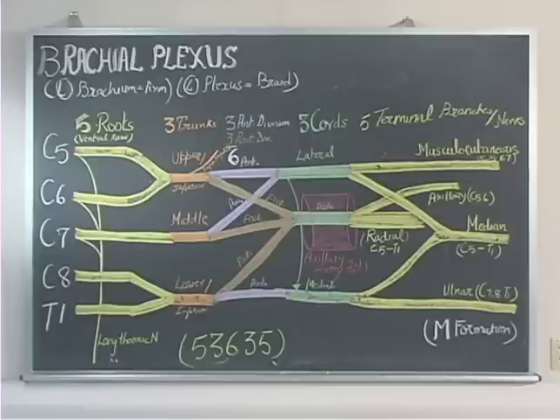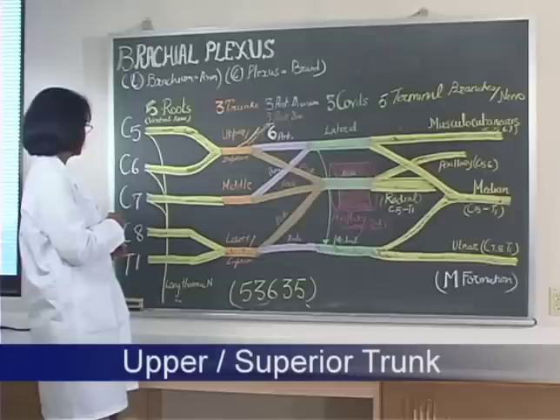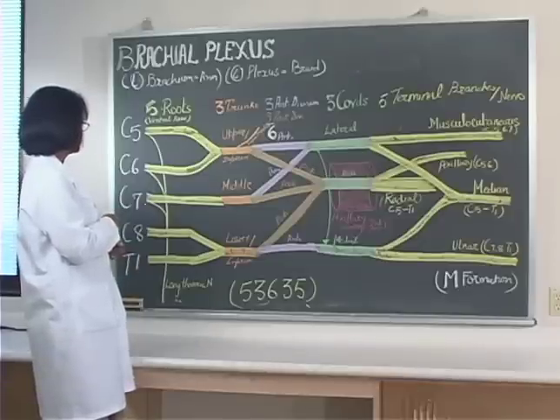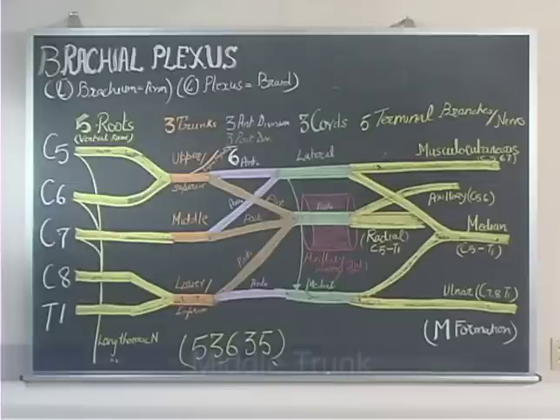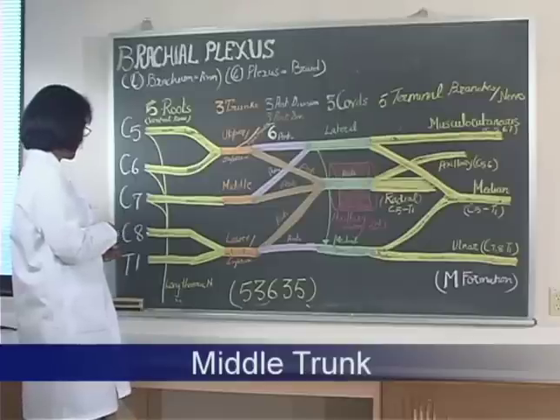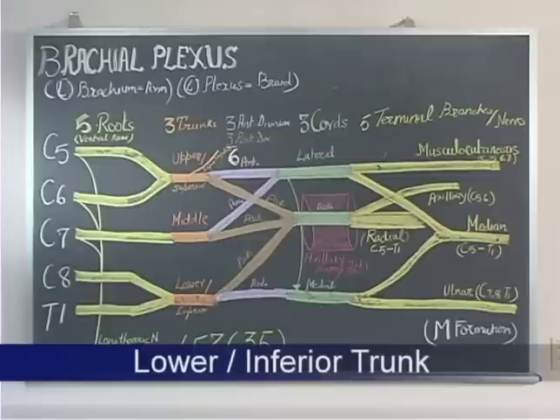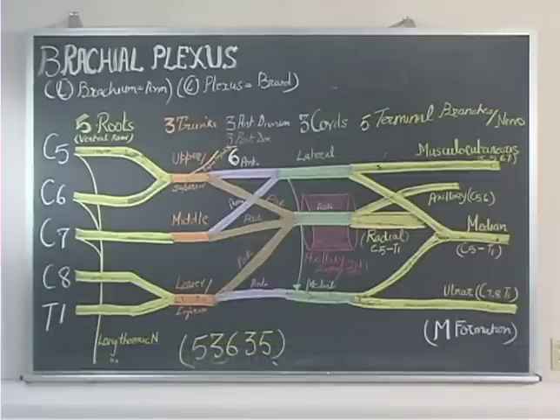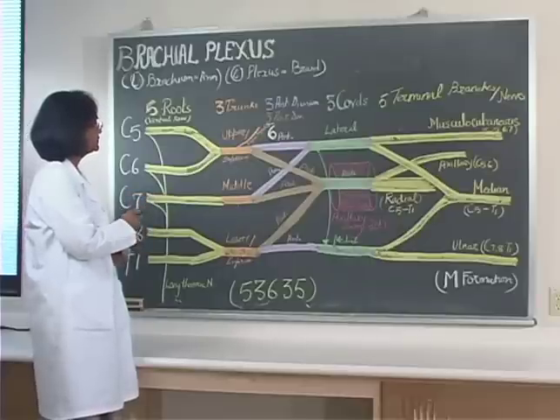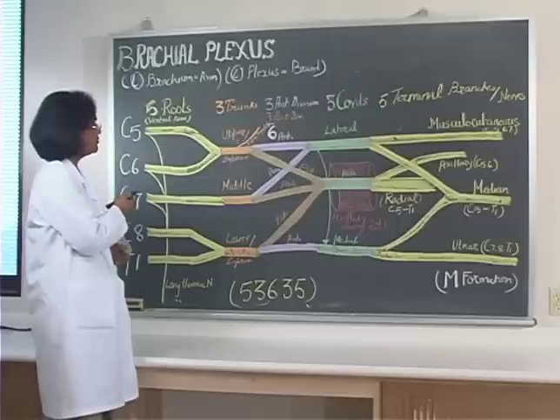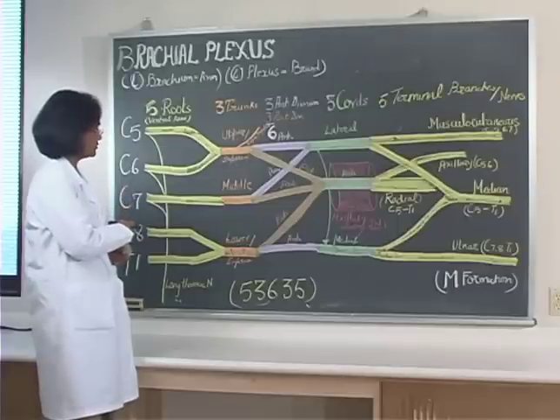C5 and C6 roots join together to form the upper or superior trunk. The C7 ventral ramus stays alone and forms the middle trunk. C8 and T1 join together to form the lower or inferior trunk. So we have 5 roots and 3 trunks. Trunks are named according to anatomical position: upper or superior, middle, and inferior or lower.